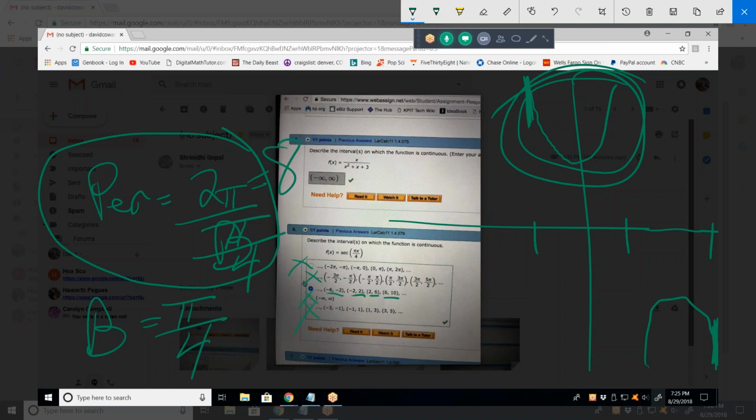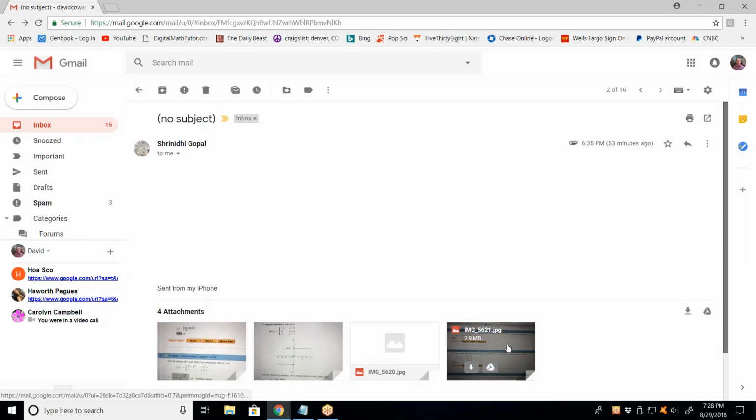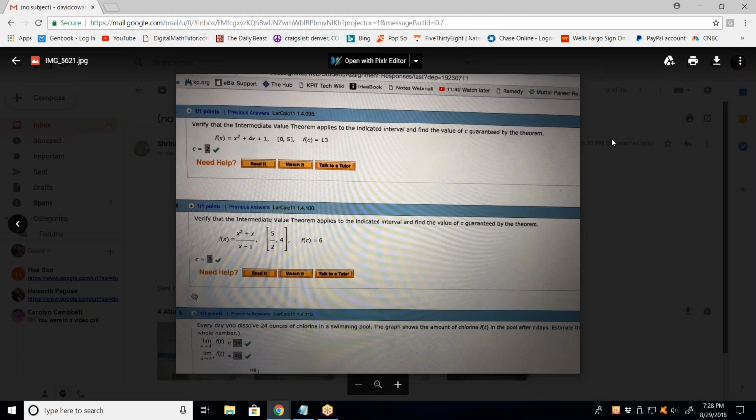Can we go to the next page? Because that's one of the last questions I had. Okay, hold on. This one right here. Yeah, I need help on number 7 and 8. It was intermediate value theorem, and I don't really understand how to do that.